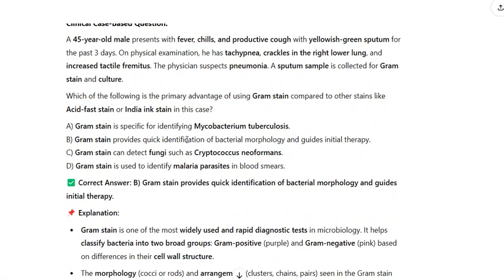A. Gram stain is specific for identifying Mycobacterium tuberculosis. B. Gram stain provides quick identification of bacterial morphology and guides initial therapy. C. Gram stain can detect fungi such as Cryptococcus neoformans. D. Gram stain is used to identify malaria parasites in blood smears.